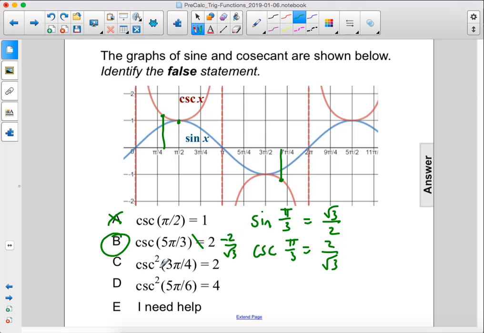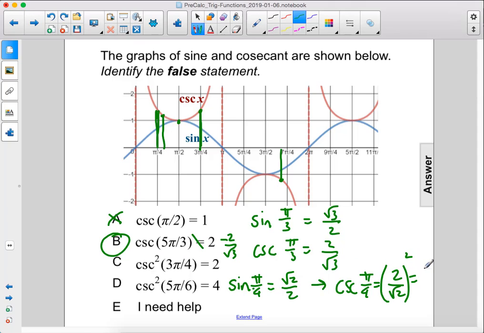Now, what is the cosecant squared of 3 pi over 4? 3 pi over 4 is right here, and the cosecant is up here. It's going to have the same cosecant value as pi over 4. So this point here is going to have the same length line as over here. What is the sine of pi over 4? Well, that is 45 degrees. The sine is the square root of 2 over 2. Therefore, the cosecant of pi over 4 is 2 over the square root of 2. We've flipped it. Then we want squared. So we square that. It's 4 over 2, which is 2.